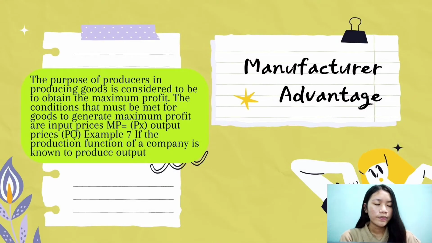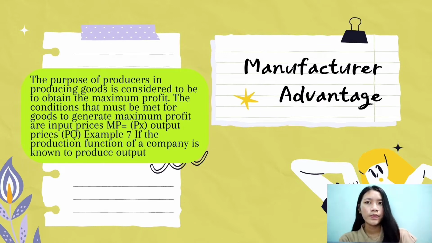Okay, now we explain about producer advantage. The purpose of the producer in producing goods is considered to be to obtain the maximum profit. The conditions that must be met for goods to generate maximum profit are: input price (PX) equals MP, and output price (PQ).